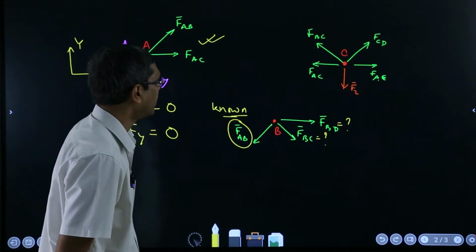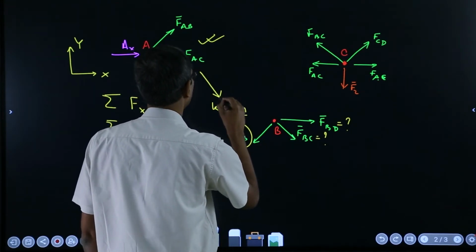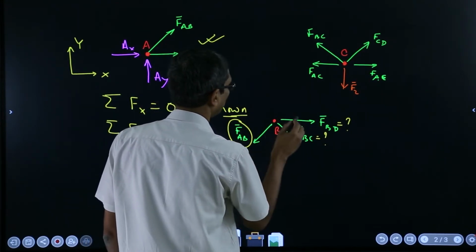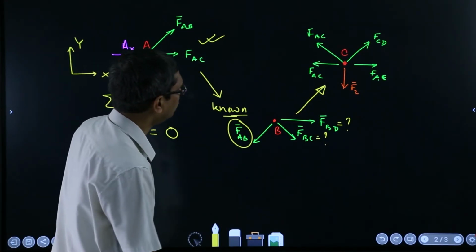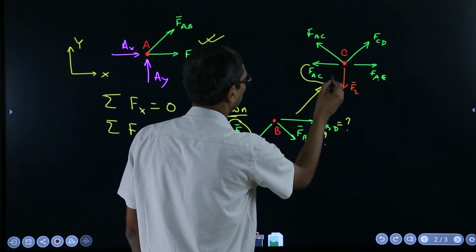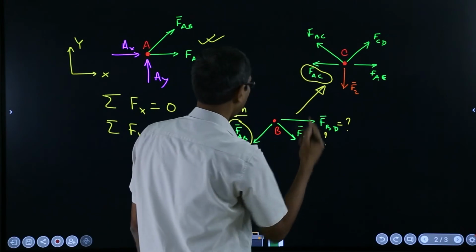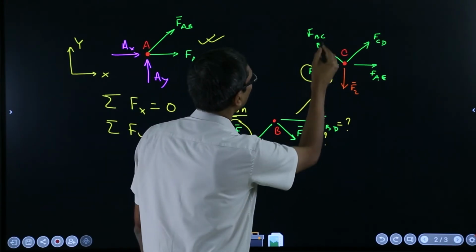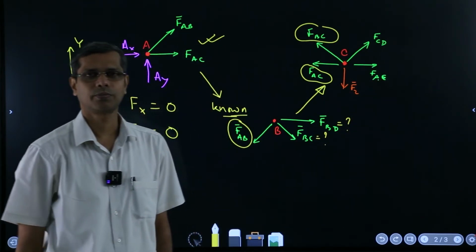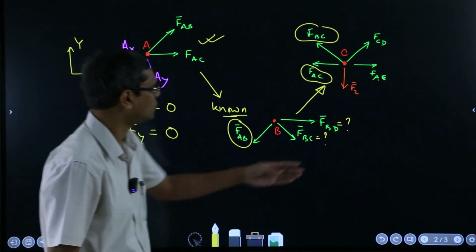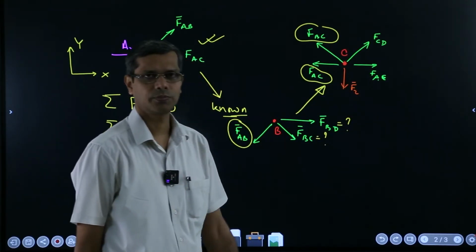And now if you come to point C, okay, so from here we came here, right? After point A we came to point B, and then now if you go to point C, see what are the known things. This is already known from this step, FAC is known, FBC is known in this step, so this also is known. Now you are left with only 2 unknowns. So now again you write 2 equations in the x direction and y direction, you can figure these things out.